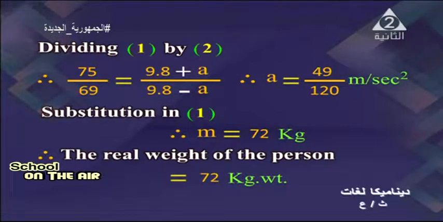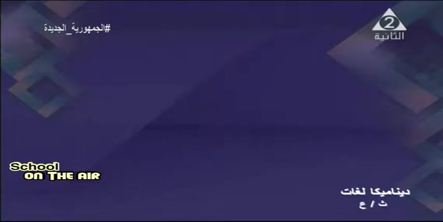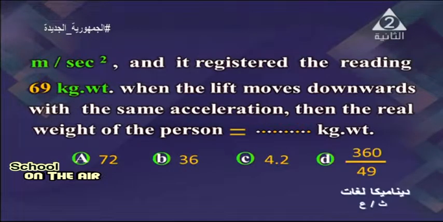If the mass equals 72 kilogram, then the weight equals 72 kilogram weight. The mass is in kilogram, but the weight is in kilogram weight. 72 kilogram is the mass. 72 kilogram weight is the weight of the body. If the weight is in Newton, then it equals 72 times 9.8 in Newton unit. Then the real weight of the person equals 72 kilogram weight.